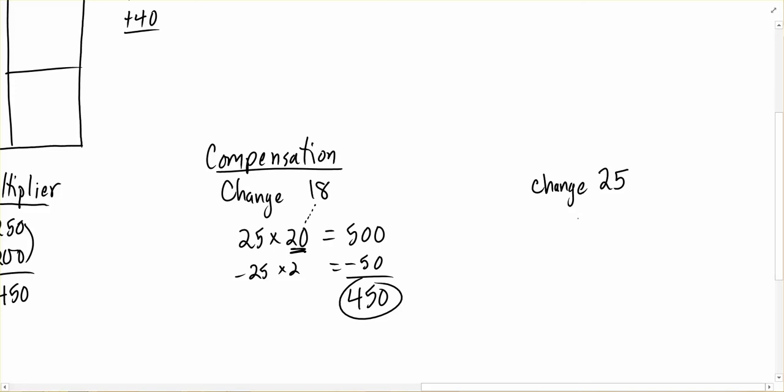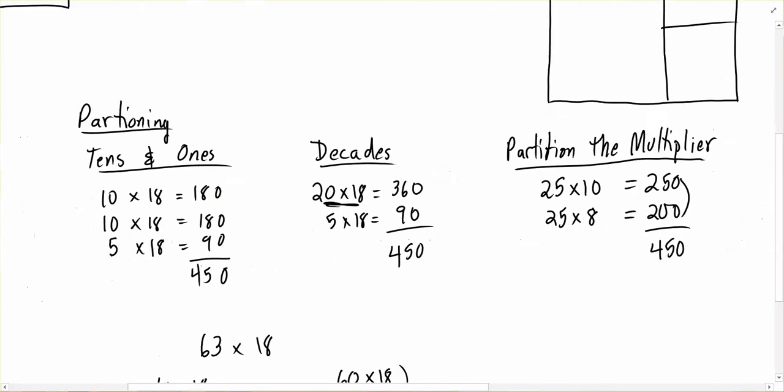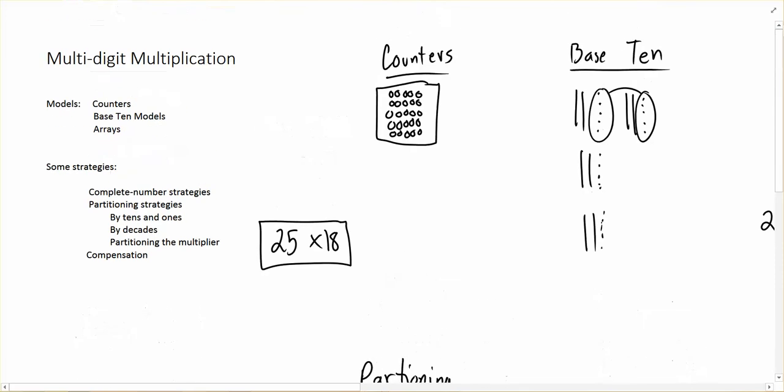We could also change the 25. We could go to 30 or down to 20 and compensate that way. Or you might say, hey, I can do 100 times 18. That's pretty easy, right? That's 1800, but that's 4 times too big. So I'll just divide by 4 and divide that by 4, and you'd end up in the same place. All right, so those are some different strategies students might use, and some of the models that students can use. It's great to have students explore interesting word problems and try the different strategies and see what other students use as you build toward a multiplication algorithm.